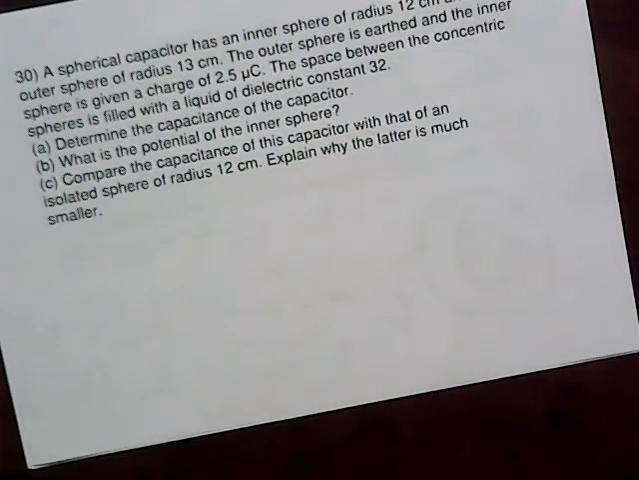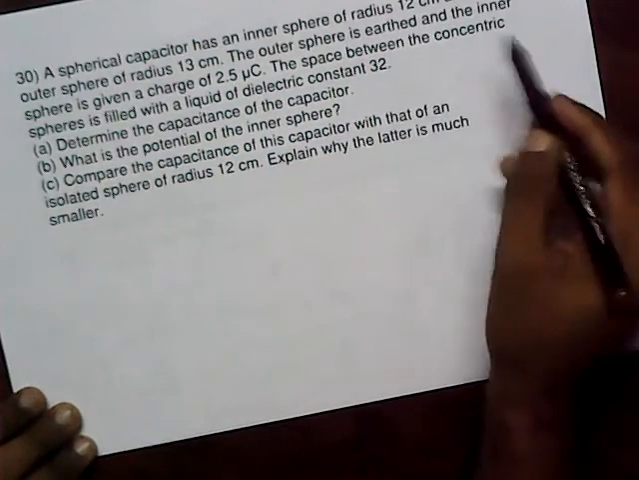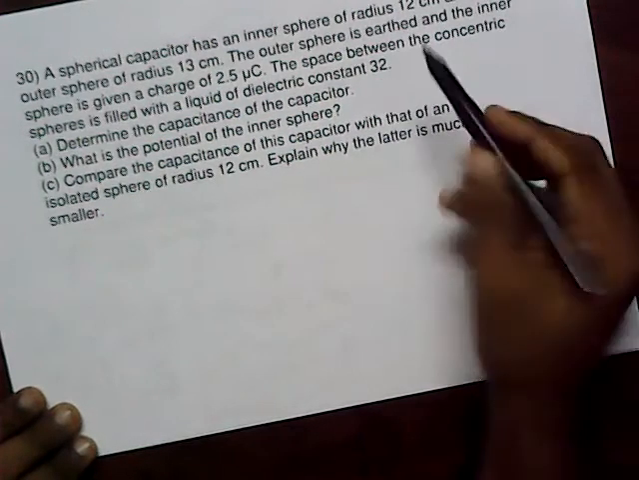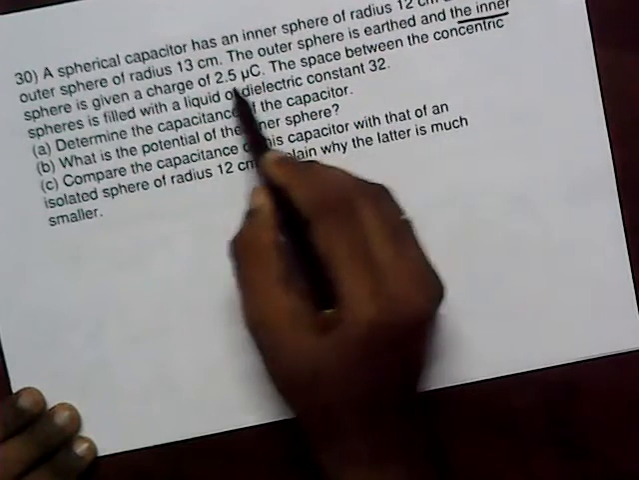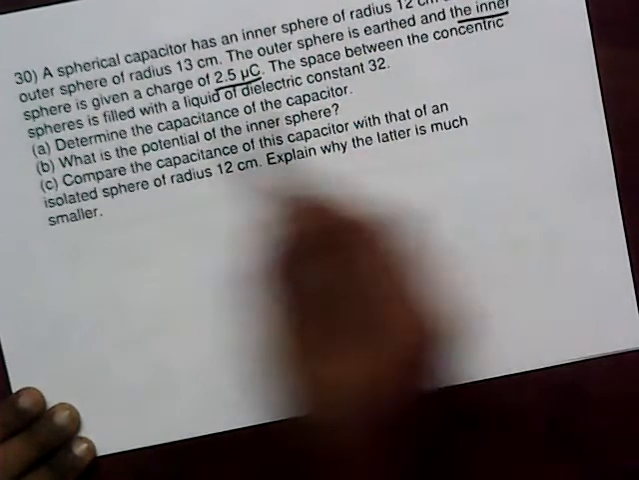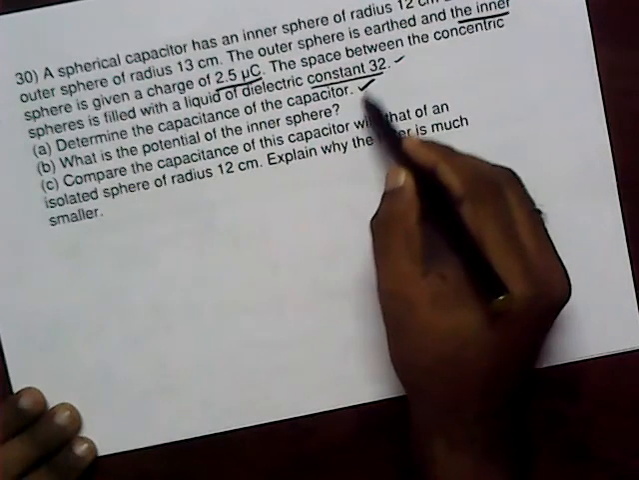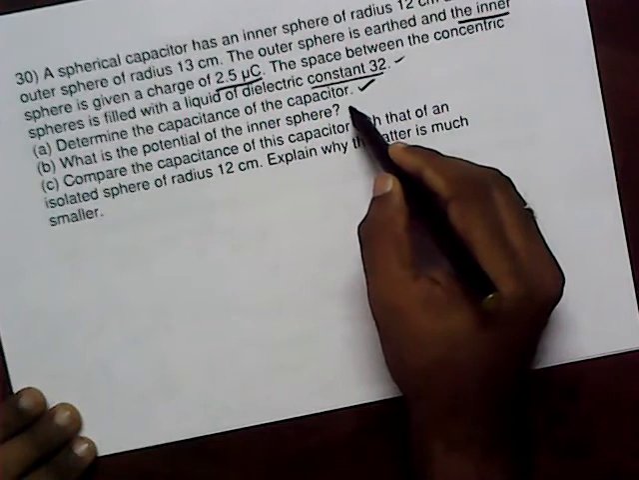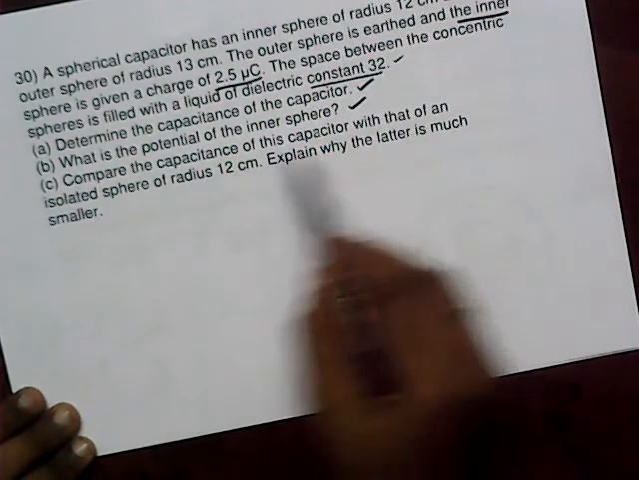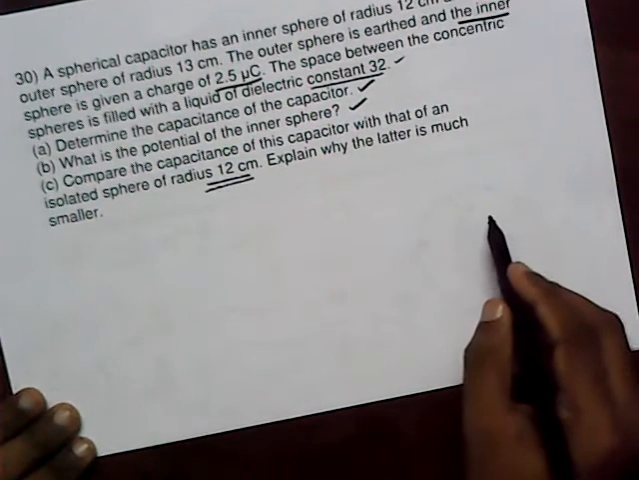A spherical capacitor has an inner sphere of radius 12 centimeter and an outer sphere of radius 13 centimeter. The outer sphere is earthed. The last question we discussed about that one. The inner sphere is given a charge Q of 2.5 microcoulomb. The space between the spheres is filled with a dielectric of constant 32. Determine the capacitance of the capacitor. What is the potential of the inner sphere? And compare the capacitance of the capacitor with an isolated sphere of radius 12 centimeter.